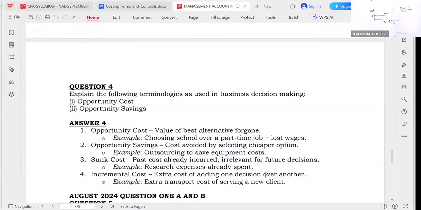Incremental cost, ladies and gentlemen, this will be from the word increase. In this case here, for example, should we decide to produce one more chair? What is this extra cost? Should we decide to bring in one extra supervisor? What is that extra cost? That is what we call an incremental cost. Extra cost of adding one decision over another.